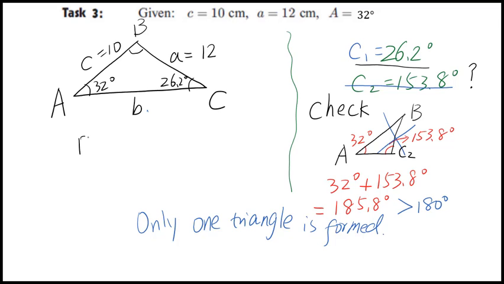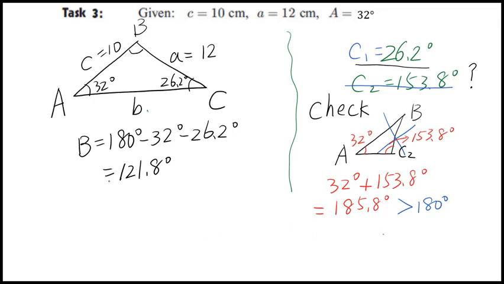For the angle B, pretty easy. We use 180 degree minus 32 minus 26.2 degree equals. Now we got the angle B. We need to figure out this size. This is 121.8 degree. So we got to use the sine law to figure out this B. You can also use cosine law, but I think sine law is much easier than cosine law.